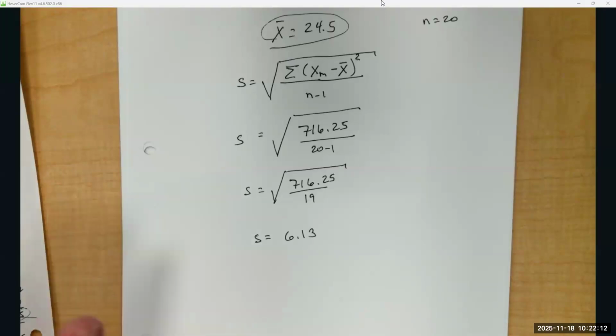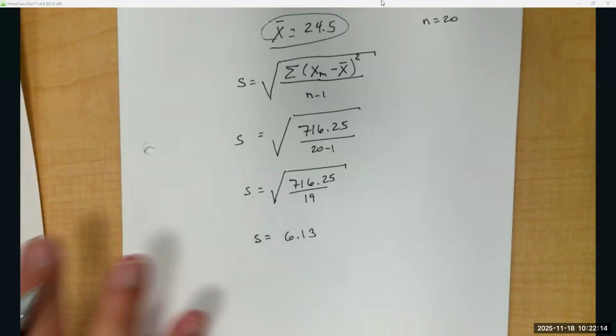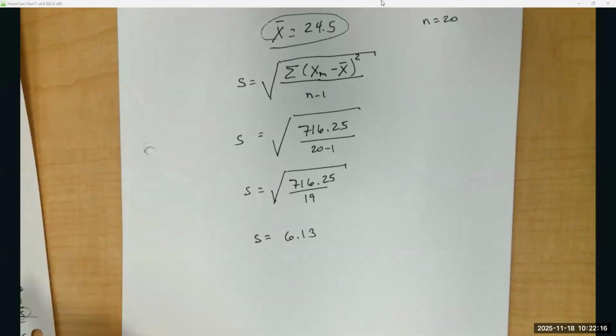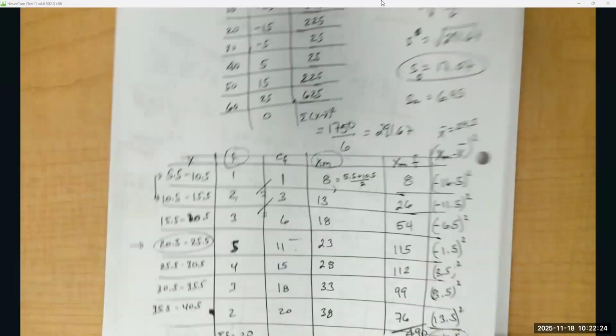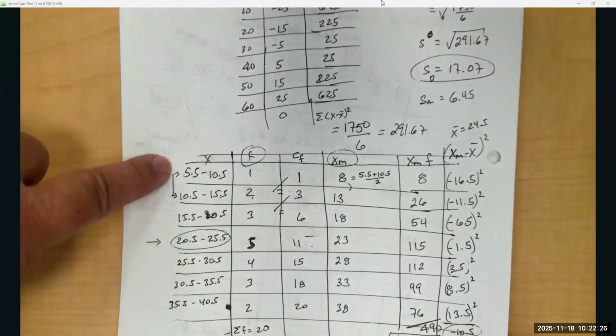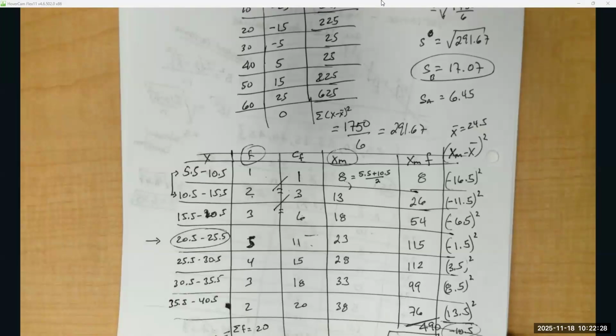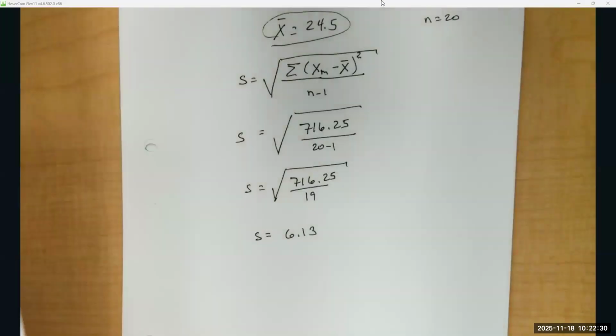So that's why you have to be very careful when we do these numbers. If any of these numbers were entered incorrectly, you get a wrong answer. This is 6.13. This is on the average of how far the numbers are from the mean. But the numbers themselves vary. I mean, it goes from 5.5 to 40.5. So that's a pretty small deviation. On the average, that's how far they are from the mean.